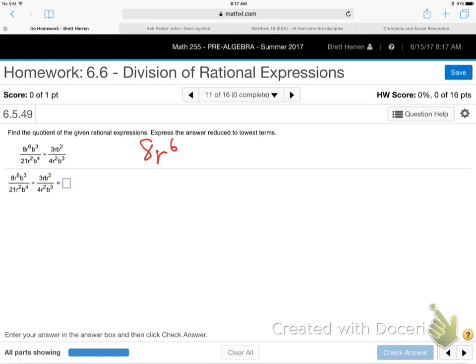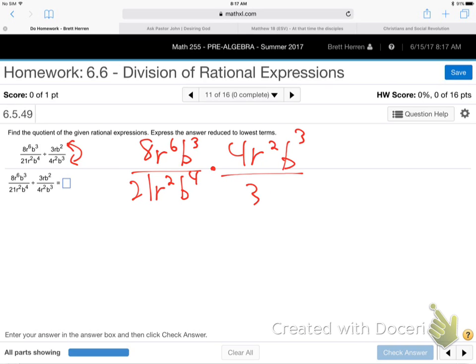8r to the 6th b to the third over 21r squared. I'm just going to flip it right now. Flip the one on the right and change to times. 4r squared b cubed over 3r b squared. Yeah, try that one.